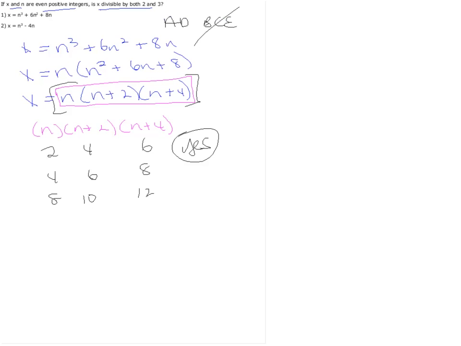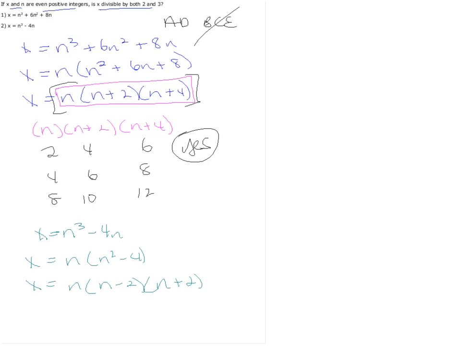Let's look at statement 2. I'll do that in green. So it says that x is equal to n cubed minus 4n. We'll go to the same best practice here. We'll factor out the common factor of the n. With n squared minus 4, that's difference of squares, right? So we have n times n minus 2 times n plus 2.